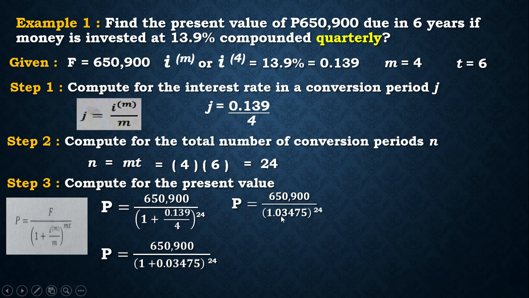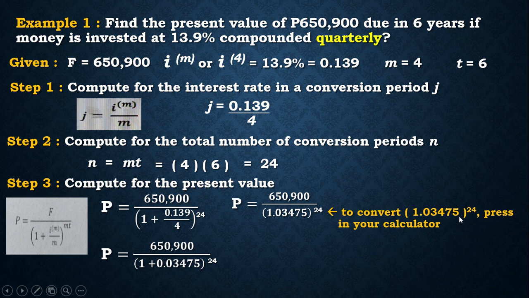Next step po, i-convert natin itong 1.03475 raised to 24. Paano nga ba ito i-convert sa calculator? To convert 1.03475 with the exponent of 24, press in your calculator the following. Una, i-press po natin or pindutin natin sa calculator ang 1.03475. Pangalawa, yung ganitong symbol po. Pero may iba pa pong symbol sa calculator na pwedeng i-substitute dito. Okay? Next, yung exponent na 24 and then equal.